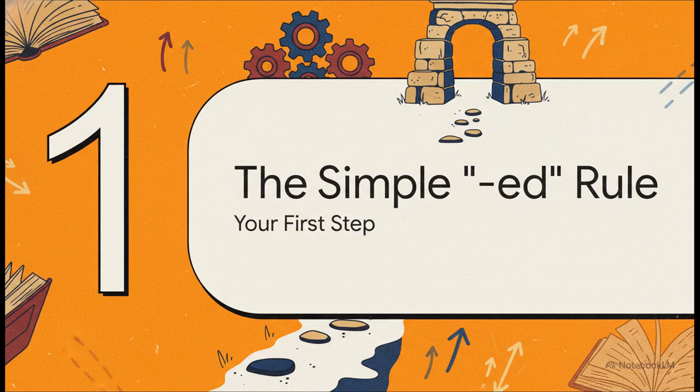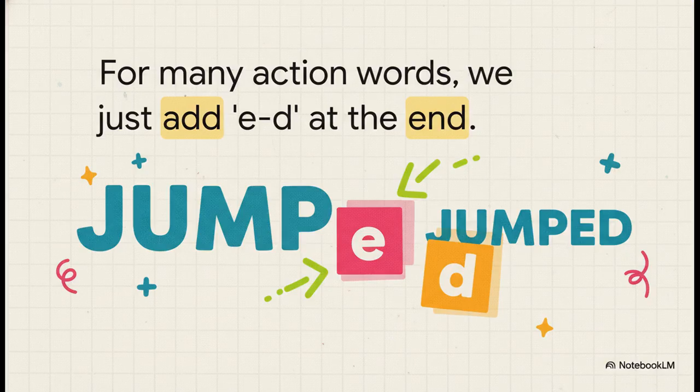Okay, so let's dive into the nuts and bolts with the easiest, most common rule for talking about the past. Seriously, this one is your foundation. It's where it all starts. And honestly, it's really that simple. For a ton of action words, verbs, all you gotta do is just add the letters E and D to the end. And just like that, boom, you're talking about the past.